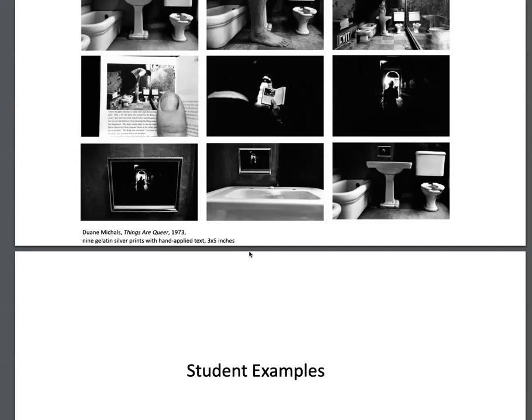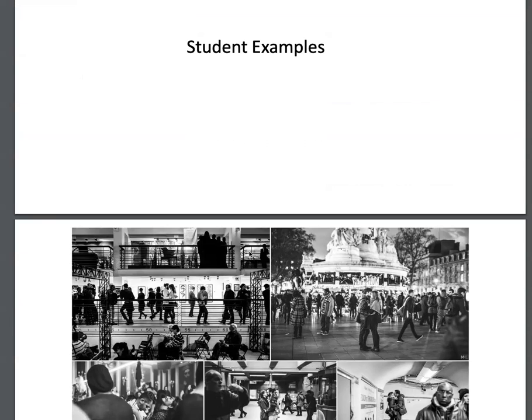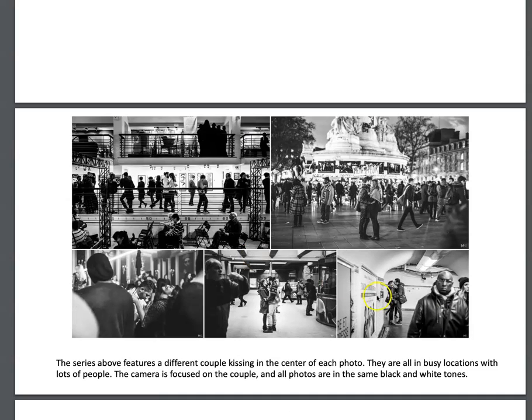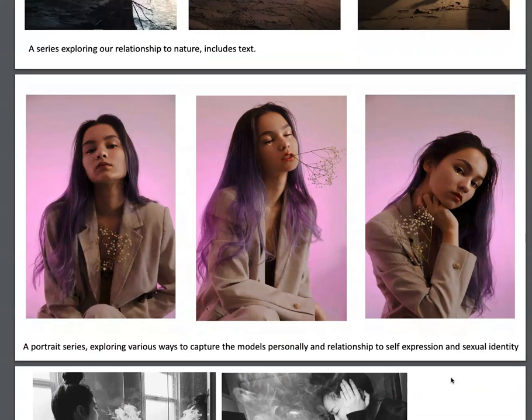Also in this PDF are some student examples. I go over these in the 10-minute video, but you can also look for yourself. Here's a great series that a student did about a couple kissing in these different locations, right? You always have this couple here. This is a great series that was exploring our relationship to narrative, and they also included text, which is something you might want to think about.